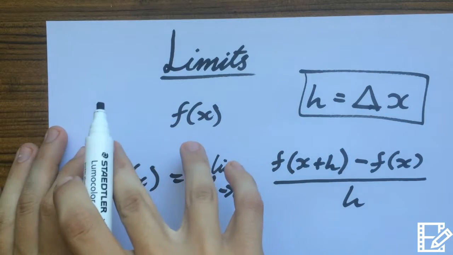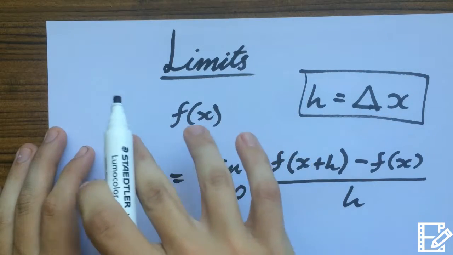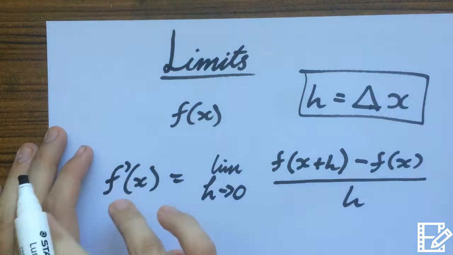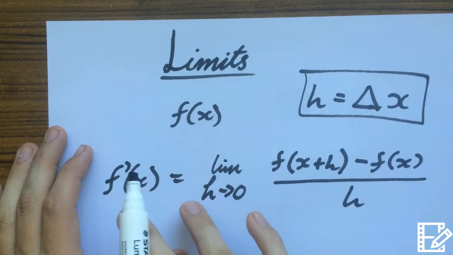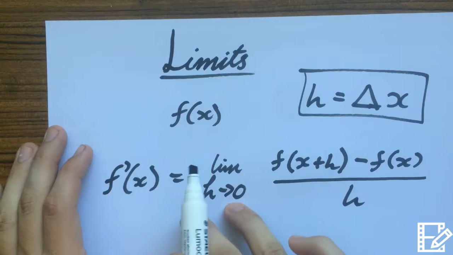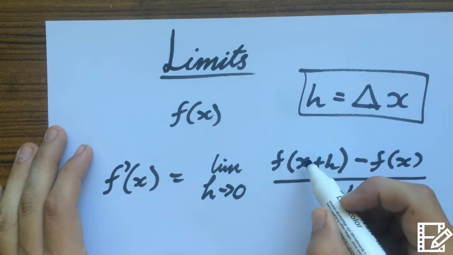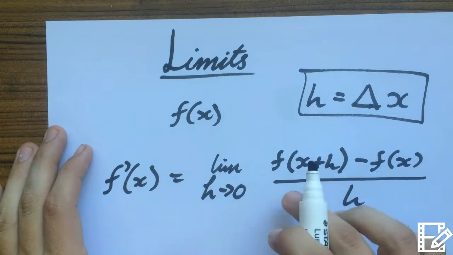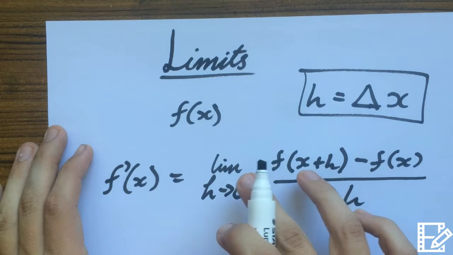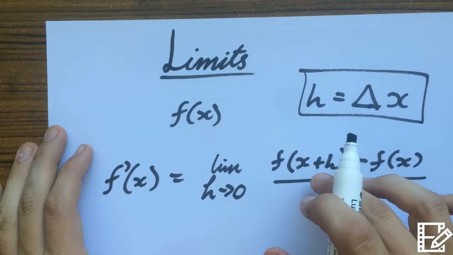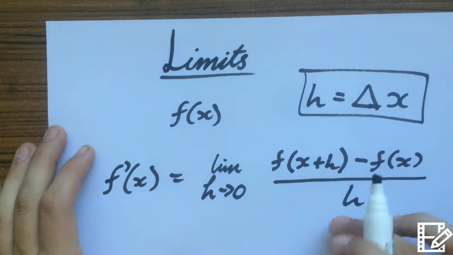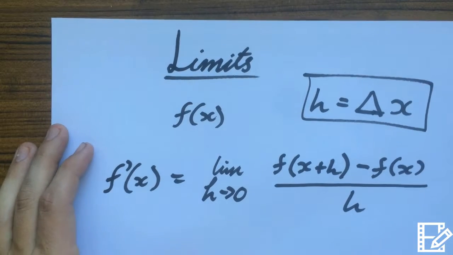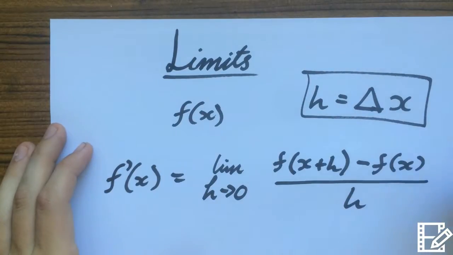This is just your function. I haven't labeled anything, but you just have your function, and when you derive your function, you get the limit as h approaches 0 of f of x plus h, which is your function after you input h, minus your original function, and then you have it all over h. This probably won't make sense unless you've seen it before, but I'll do some examples.